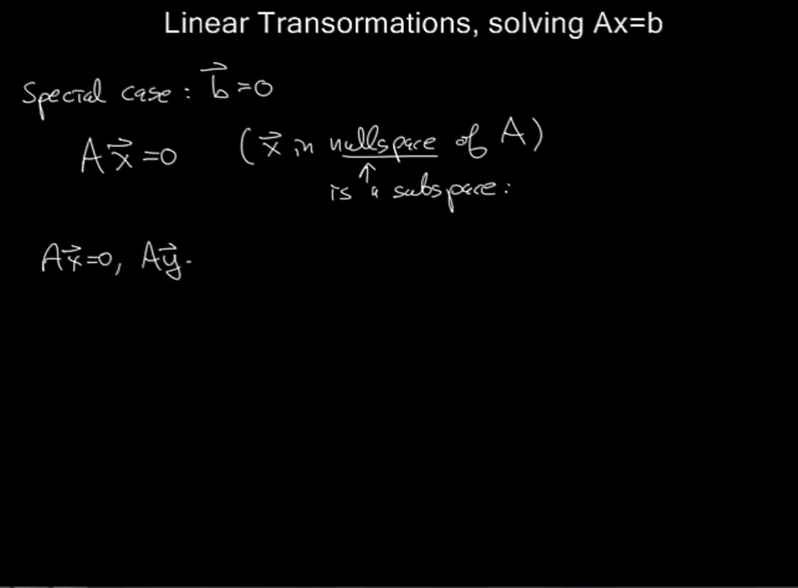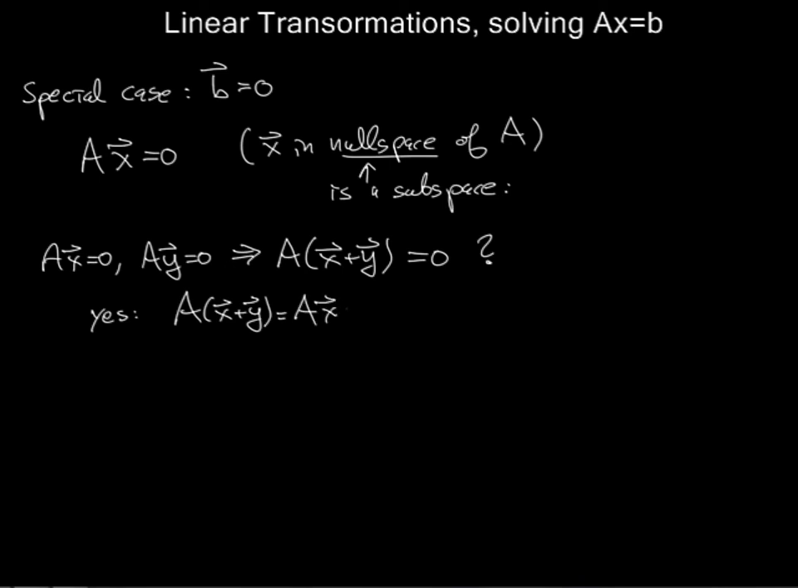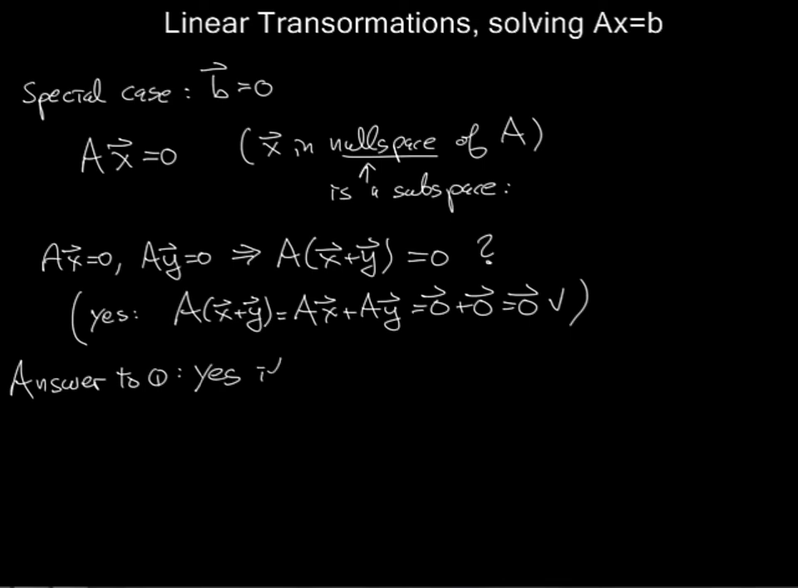In other words, if Ax is equal to 0 and Ay is equal to 0, well, if this is going to be a subspace, you better have that A(x plus y) is equal to 0. Is that true? Well, yes, because A of (x plus y) is Ax plus Ay, and both Ax and Ay are 0, so their sum is 0. So this thing is clearly a subspace. Scalar multiplication is similar. So the answer to question 2 is yes in this case. If b is equal to 0, the solutions form a subspace.